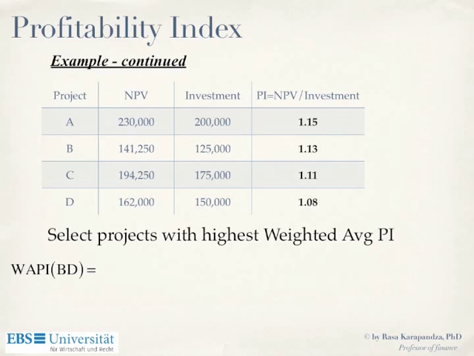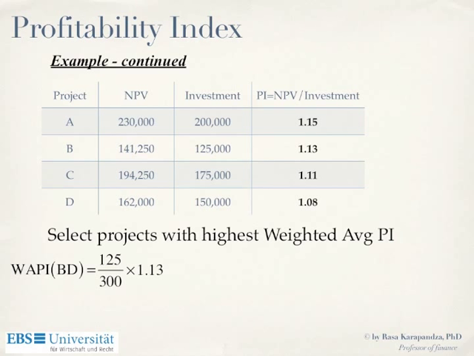Well, the weighted average profitability index is the proportion of your total budget that you invest in project B times the profitability index of project B. So this is 125 over 300. 125 is how much you need to invest into project B, divided by 300. This is your budget constraint, the amount of money that you have. So this is the percentage of your total money that you invest in project B. This is why it's called weighted average.